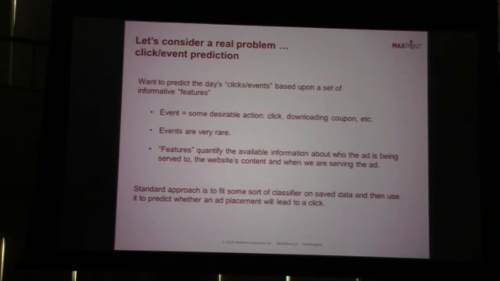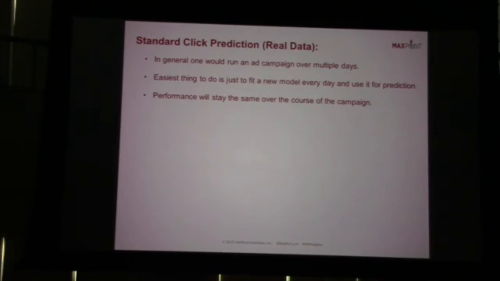The problem is, and this is a problem not just if you're doing logistic regression, but if you're doing any model, random forest, boosted trees, whatever, that in general when you run one of these campaigns, you're running it over many days. You don't just sell them something on one day, you sell it over some extended period of time. One thing one could do is fit a new model each day and then predict, or some fraction or multiple of a day. But if you do this, the performance is going to stay roughly the same over your entire campaign. You're never going to get any better.